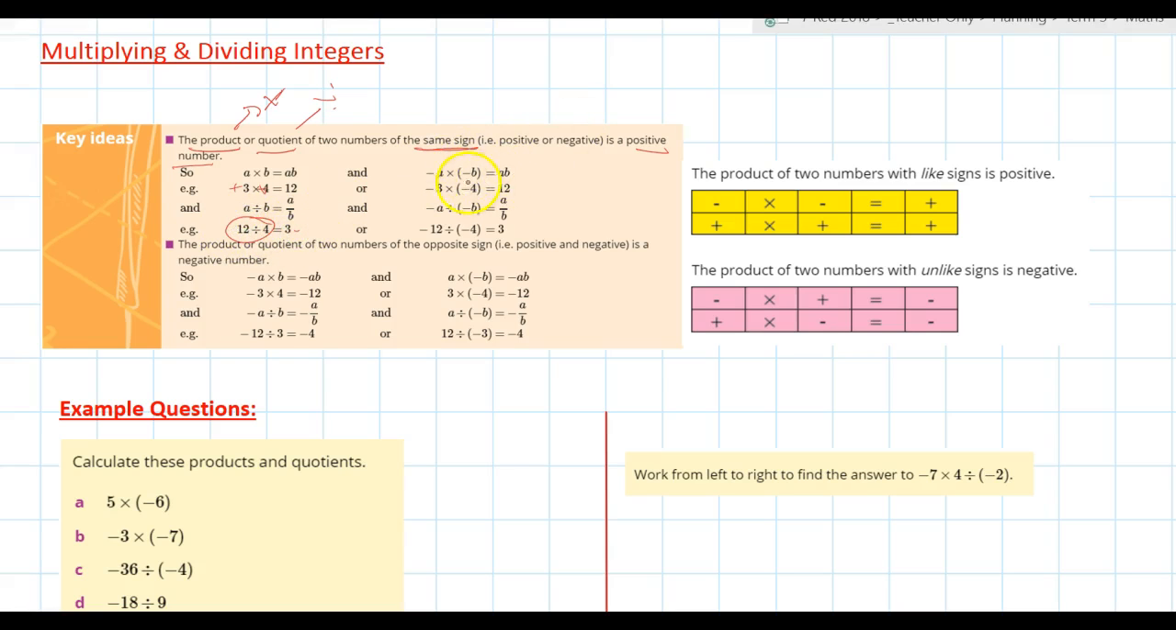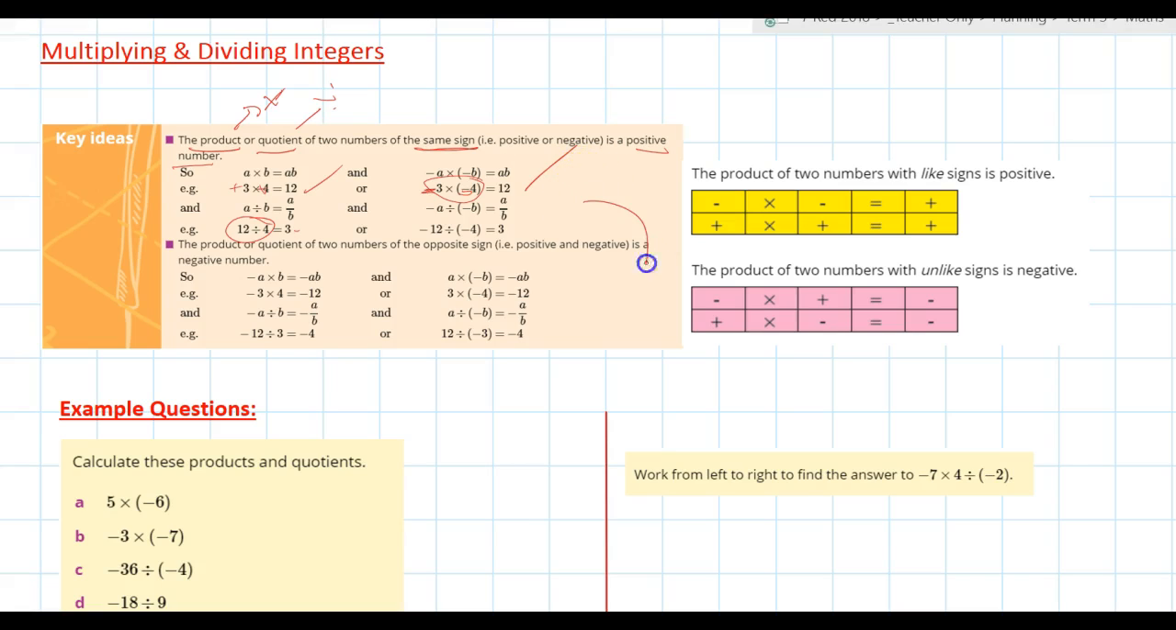The same also applies if you have negative numbers. For example, negative 3 times negative 4. We have like symbols here, the negatives, and it also equals 12. So 3 times 4 and negative 3 times negative 4 both equal 12. So like symbols equal a positive number.